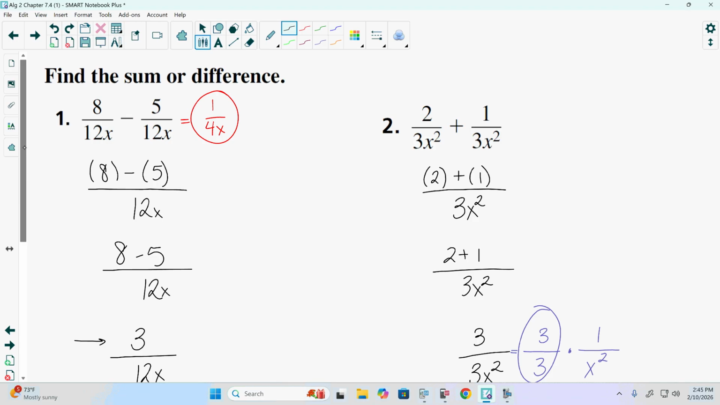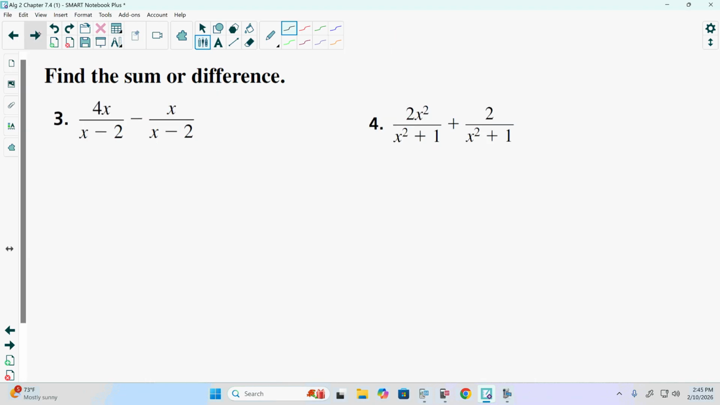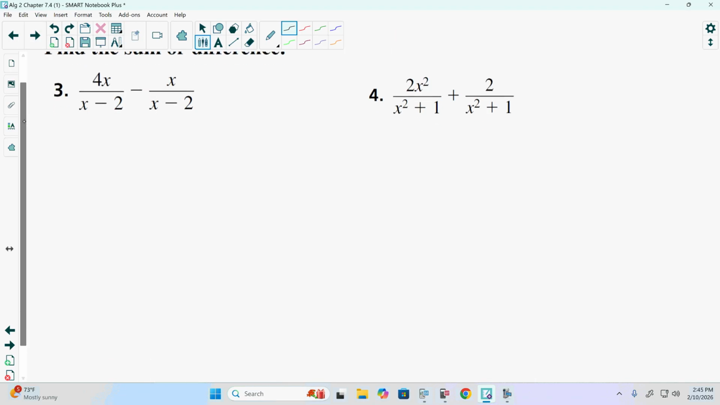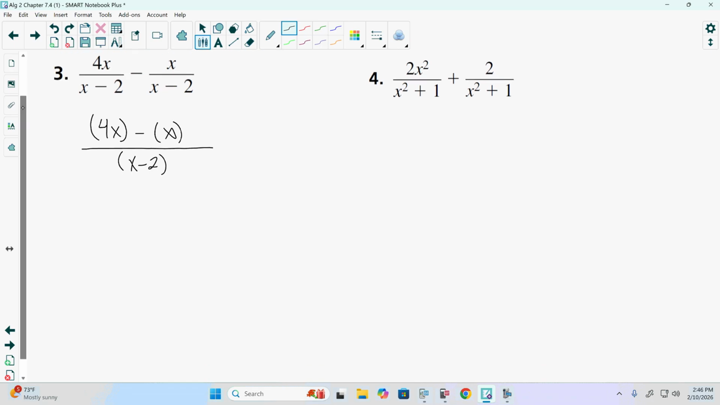Questions on 1 and 2? Let's look at 3 and 4. 4x over x minus 2 minus x over x minus 2. Are the denominators the same? Yes.